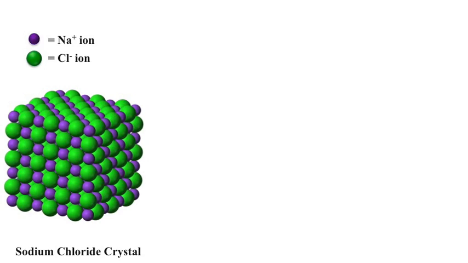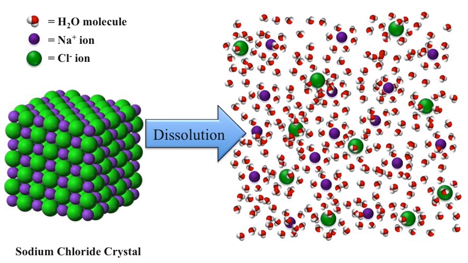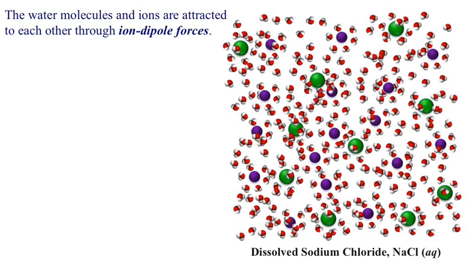In a sodium chloride crystal, the sodium ions and the chloride ions are held together with ionic bonds, as shown in this illustration. When the crystal is placed in water, these ionic bonds are replaced with non-covalent interactions between the ions and the water molecules. The water molecules surround the sodium cations and chloride anions on the surface of the crystal and displace the ions into the liquid phase. The water molecules and ions are attracted to each other through ion dipole forces.